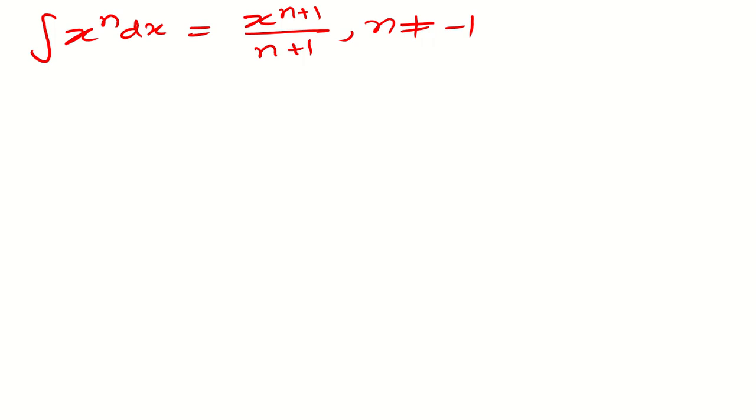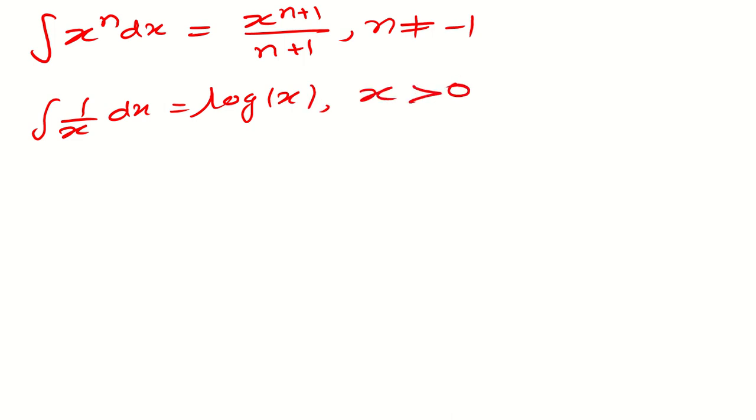Why? Because if you put n equal to minus 1 here, then its value will be undefined, because the denominator cannot be 0. Now, integration of 1 over x dx is equal to log |x|. Of course, x must be positive, as I have told you that log cannot be defined for 0 as well as negative numbers. Integration of e to the power x is equal to e to the power x, no change, because the derivative of e to the power x is e to the power x. So the integration will also be e to the power x.